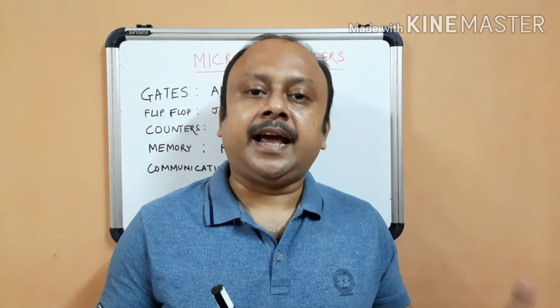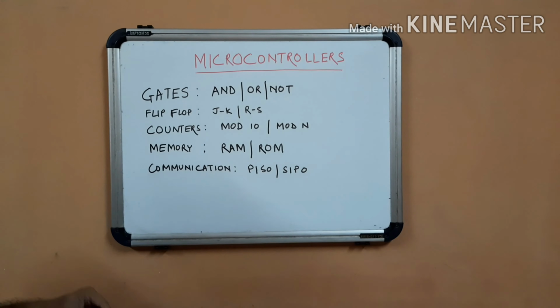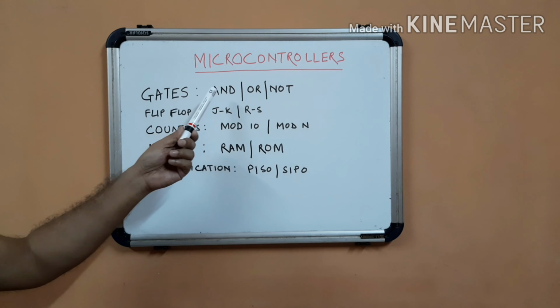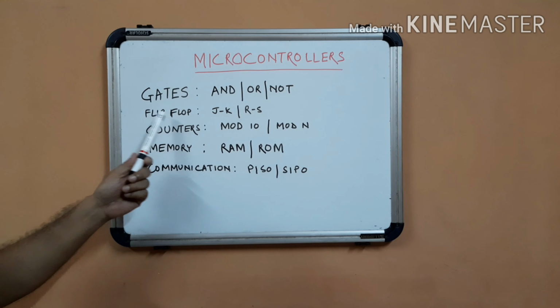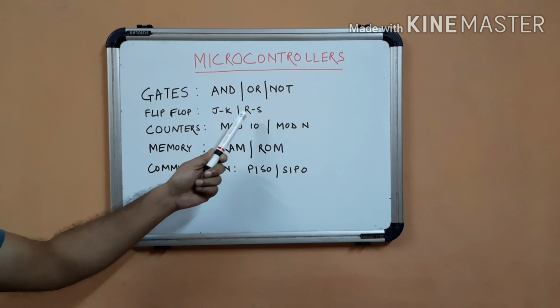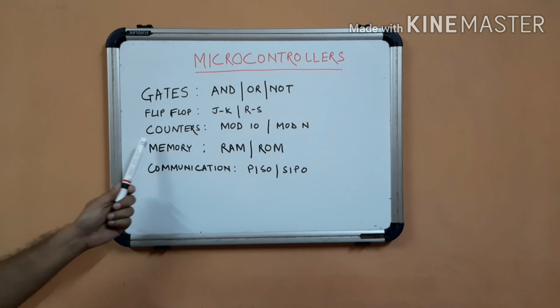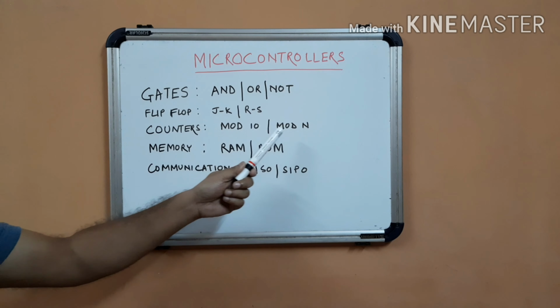For this particular video, I assume that you know something about digital electronics: AND gates, OR gates, flip-flops, counters, etc. So let me introduce you to some of the components of digital electronics. You must be knowing about gates, which come as AND, OR, NOT, XOR, etc. There are flip-flops also, JK flip-flops, RS flip-flops. There are counters like mod 10 counters, mod N counters.